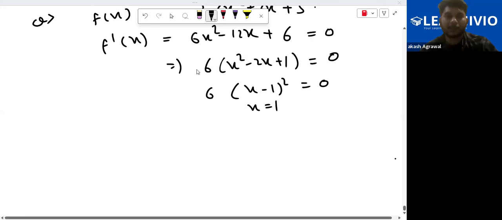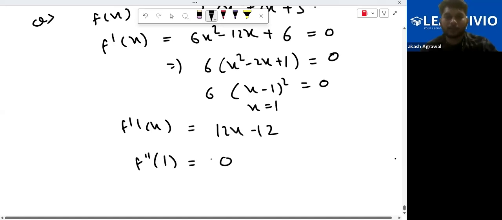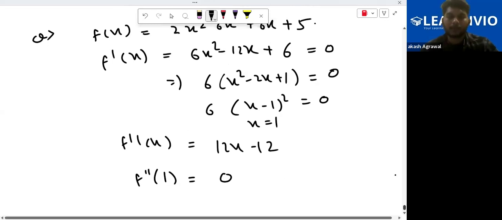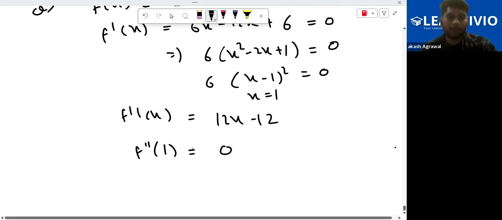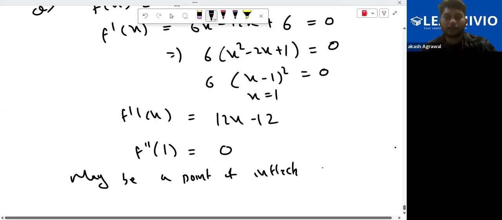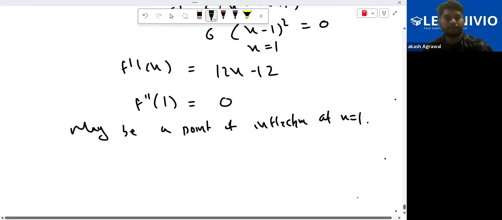And if we double differentiate this, f double dash x will be 12x minus 12. So if you find f double dash 1, it is 0. So now we know that it is neither a maxima nor a minima. Okay. Maybe a point of inflection at x equals to 1. Okay, everyone? Yes, sir.